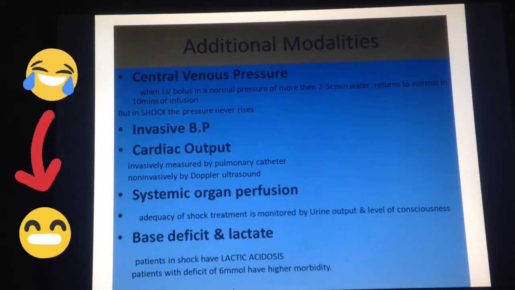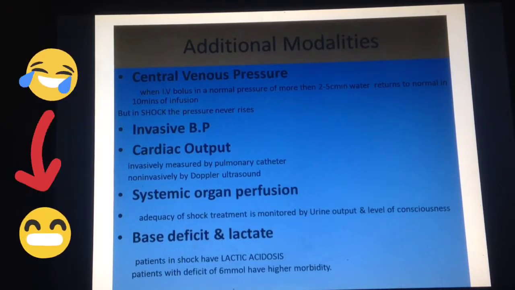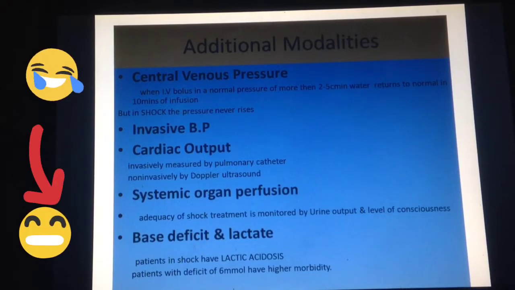Then another modality is invasive blood pressure and cardiac output. Cardiac output is invasively measured by pulmonary catheter and non-invasively by Doppler ultrasound. Then we have systemic aortic perfusion, and the adequacy of shock treatment is monitored by urine output and level of consciousness. Lastly, we have base deficit and lactate.